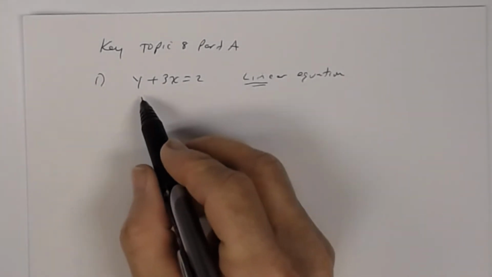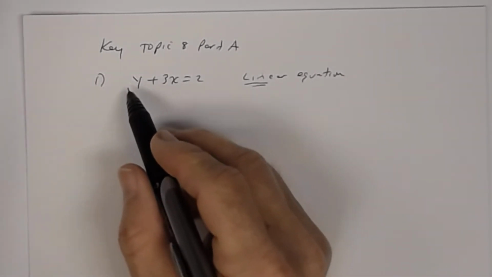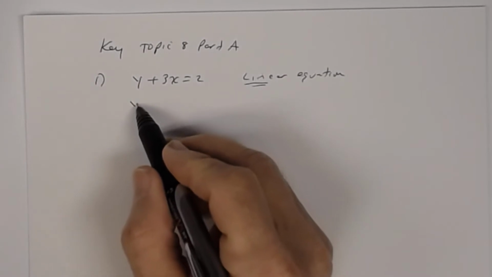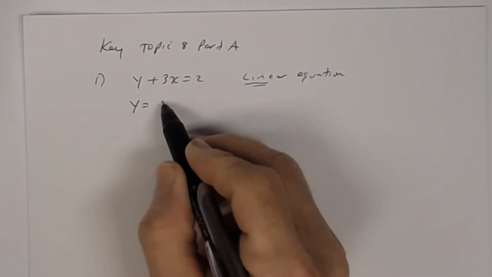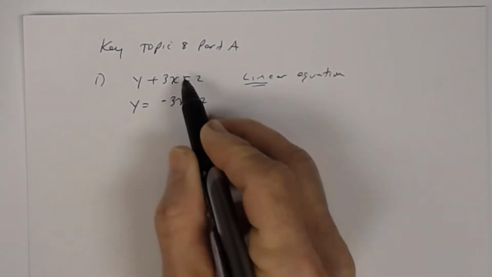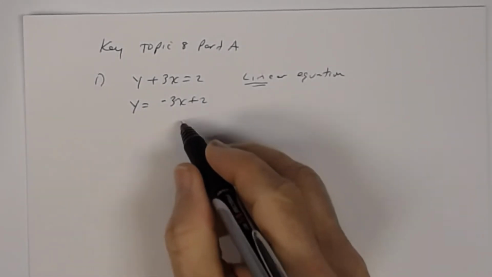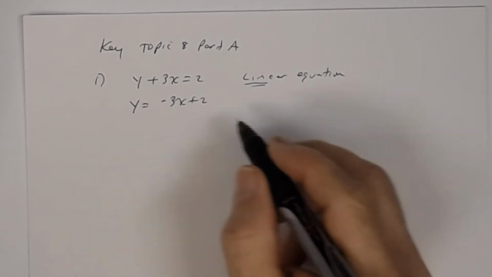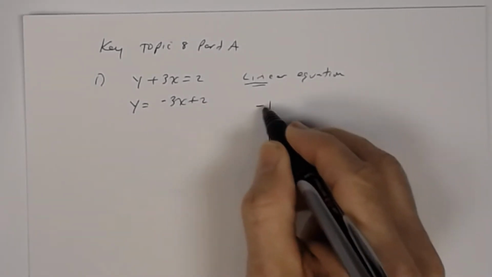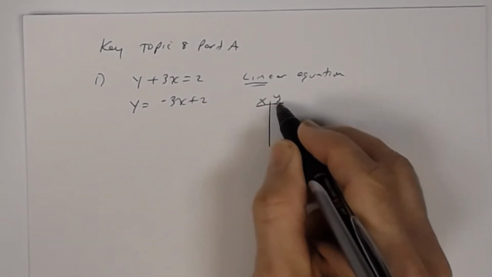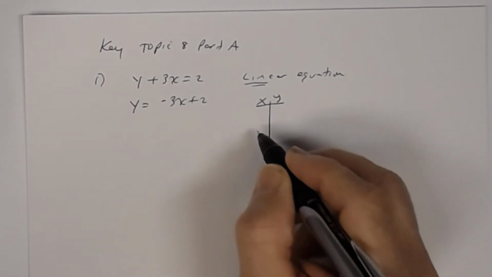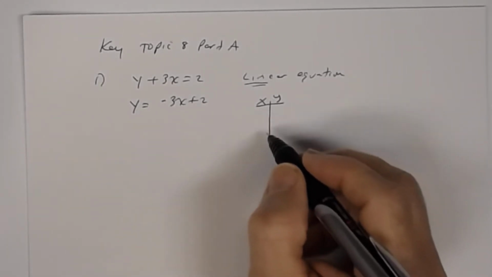So what I would do first though is it's very easy to get y by itself. So let's go ahead and do that. So I get y equals negative 3x plus 2. So if I subtract 3x from both sides, this is what I would get. And then I'm going to use a t-table using this equation. So you have your t-table, x value, y value. So I'm going to pick 3 values for x, and I'm going to find the y value.